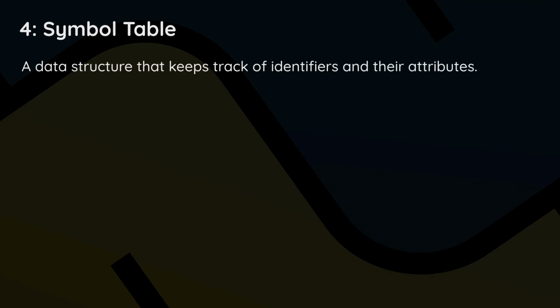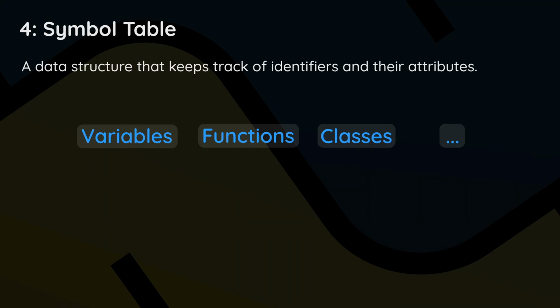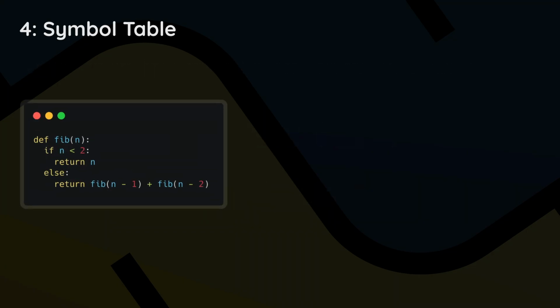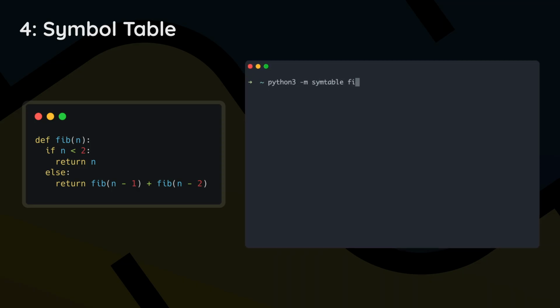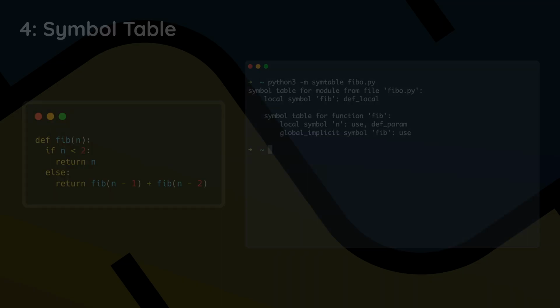Step 4. After you get the syntax tree, you need to create a symbol table. A symbol table is a data structure that keeps track of identifiers or names in the program, like variables, functions, classes, etc., and their attributes like their scope and type information. Here is an example of a symbol table created for the Fibonacci function.